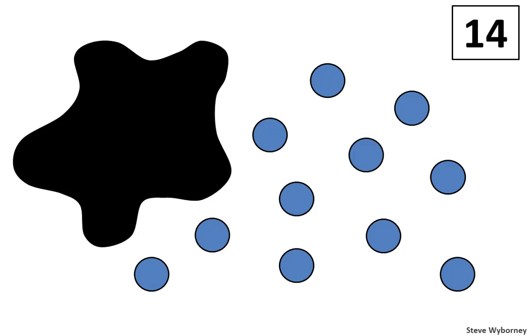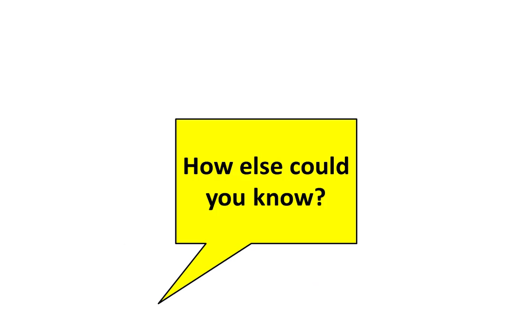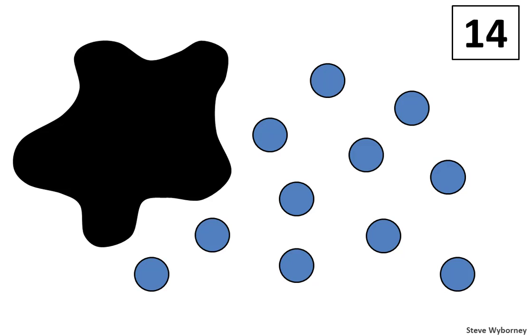I know that 14 is an even number, so I can think about pairs. I'll count by 2s as I create pairs. 2, 4, 6, 8, 10, 12, 14. I wonder how many dots are under the Splat. How else could I know?